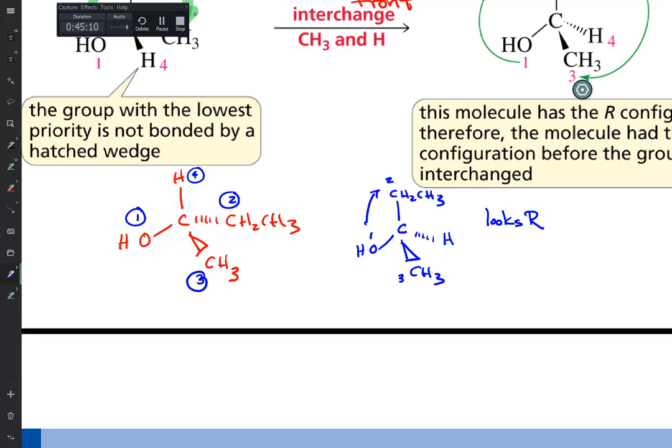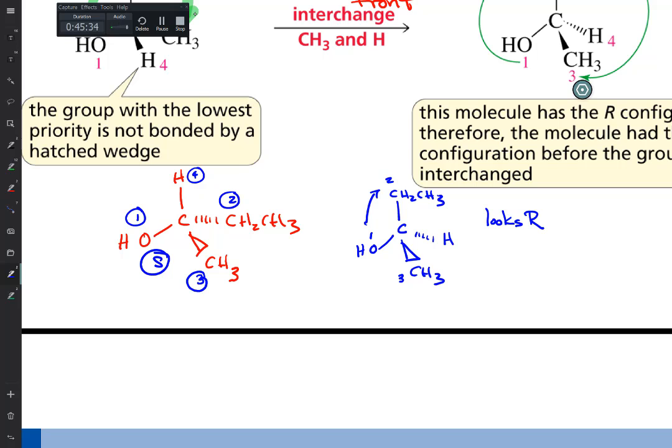How did I get that? Because didn't I just say this was S? We said that one was S, the way I drew it. This one's R. It's because you switched them. It's because I switched one, so the original molecule was S.